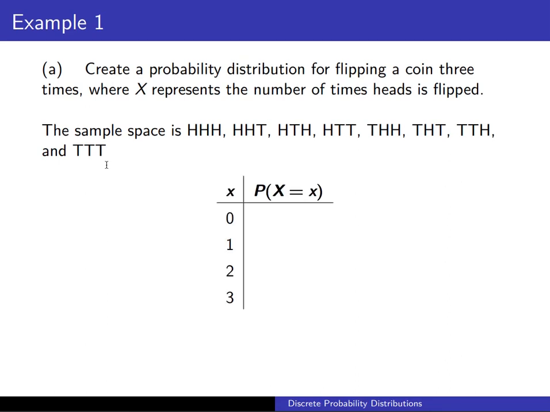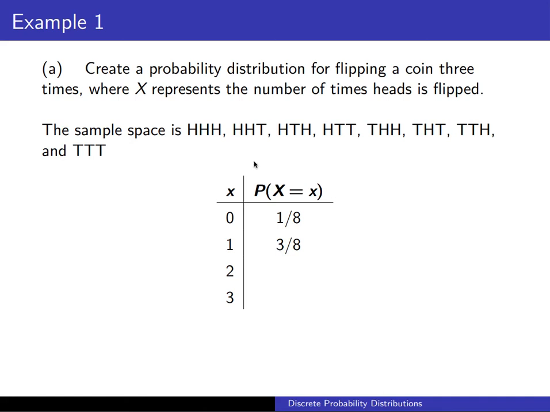So the chance of flipping no heads, the only time that happens is if we flip 3 tails, which has a 1 out of 8 chance of happening. For flipping heads one time, that could happen with heads, tails, tails, or tails, heads, tails, or tails, tails, heads. So getting heads one time would be either heads, tails, tails, that's 1, tails, heads, tails is 2, and tails, tails, heads is 3. So we have a 3 out of 8 chance for heads coming up one time.